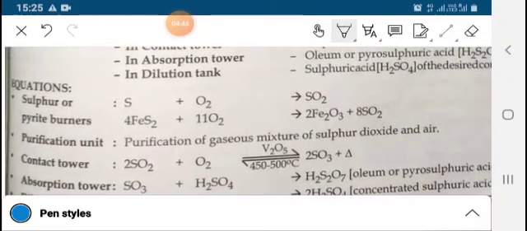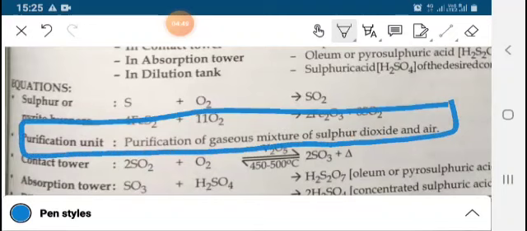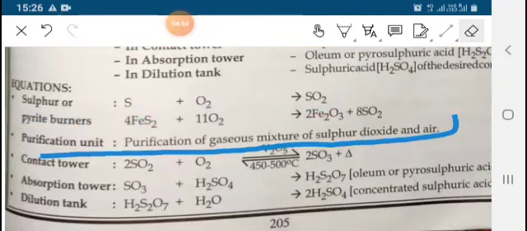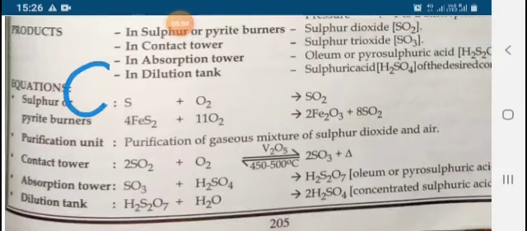Last is the purification unit. This is the purification unit where impurities are removed. In the contact process you have to remember all the steps. So you can write down the board questions.